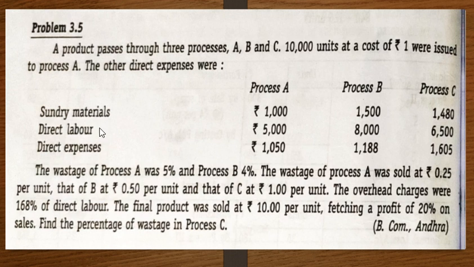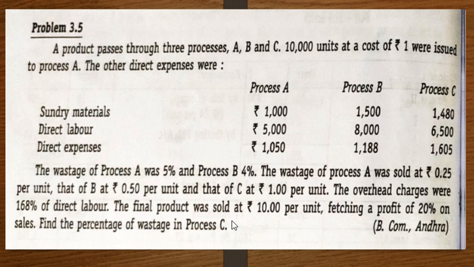So how much is your direct labor here? 5,000, 8,000, 6,500. So under each process you need to multiply it with 168% to get your overhead expenses. Next, the final product was sold at rupees 10 per unit. Okay, here cost per unit is given for the final product to be sold.